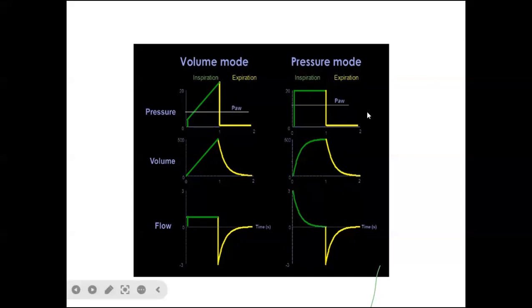So alarm setting is very important. In whatever mode you keep, your alarm should be set appropriately. We'll discuss in the subsequent classes how to set the alarms. So I hope it's clear what the difference is between volume control mode and pressure control mode. Any doubts here? If you control pressure, you cannot control volume. If you control volume, you cannot control pressure. That is the first thing you need to learn from this class. You cannot control both.